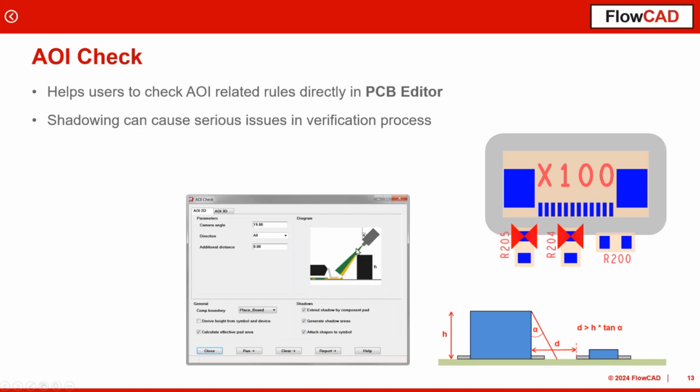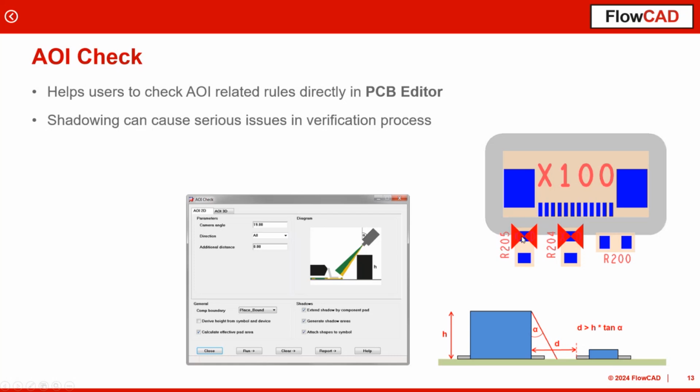And the biggest benefit of this application is that it allows you to generate the shadow areas. This is really useful for floor planning purposes. So you will see it here in the screenshot. X100 is a tall component. Based on its component height and the camera angle, the shadow can be calculated in whatever direction. This is discussed in the next slide.